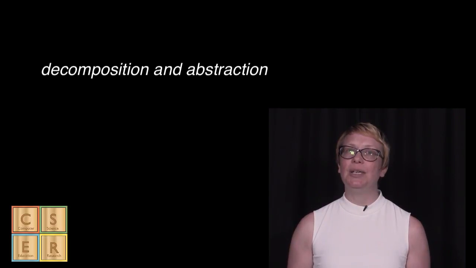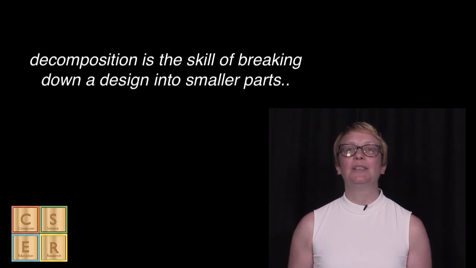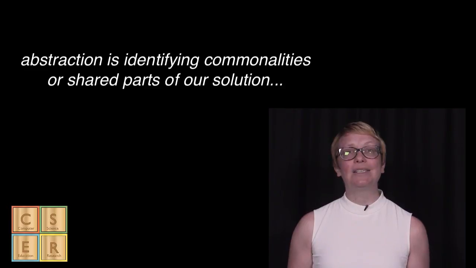As part of this process, we will be building skill and understanding in two key computational thinking areas, decomposition and abstraction. Remember that decomposition is the skill of breaking down a design solution into smaller parts, each of which can be more easily designed and implemented. And abstraction is identifying commonalities or shared parts of our solution so that we can build algorithms that are more easily generalizable and reusable. If you think you need a refresher on these concepts, we have some videos linked in this lesson that you can watch.